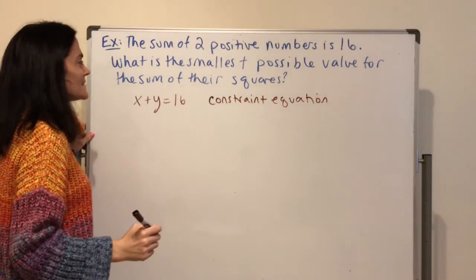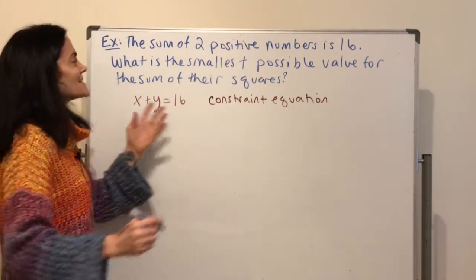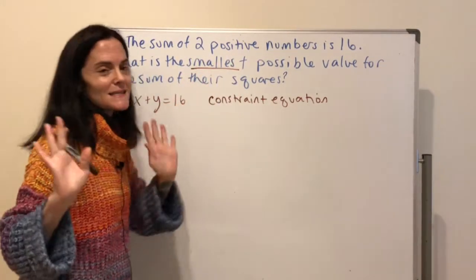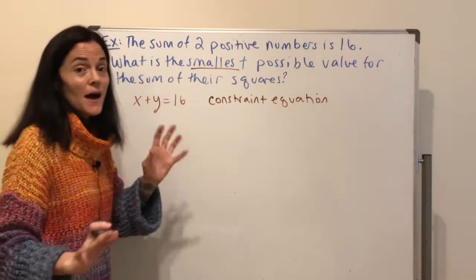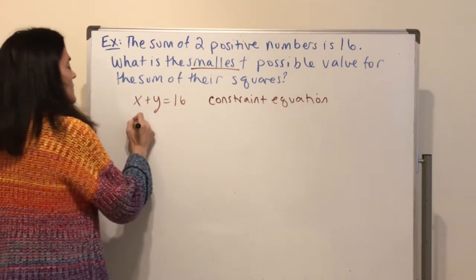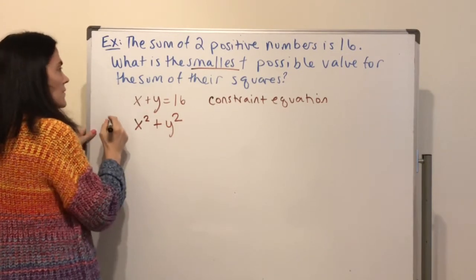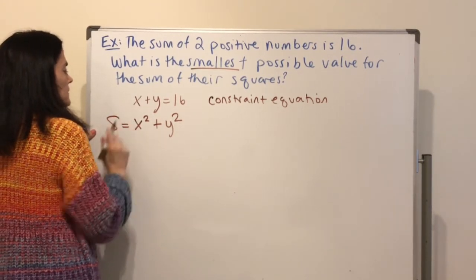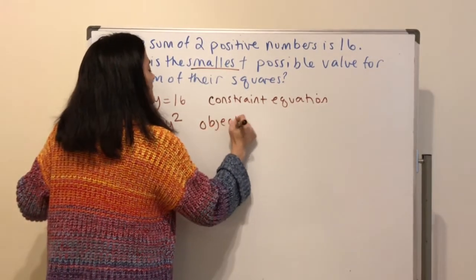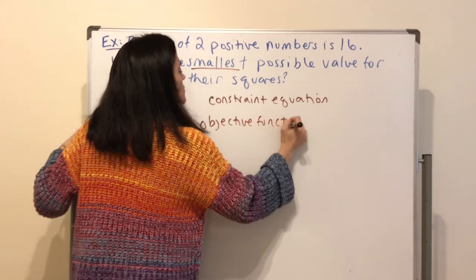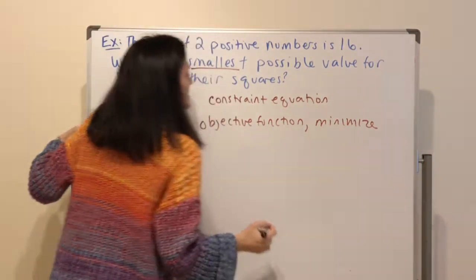Now, what are we trying to maximize or minimize? This is the second sentence. And we read smallest. This is a minimization problem. What is the smallest possible value for the sum of their squares? Well, the sum of the squares is this. Maybe I will just call this capital S. Okay? This is our objective function. And we want to minimize.